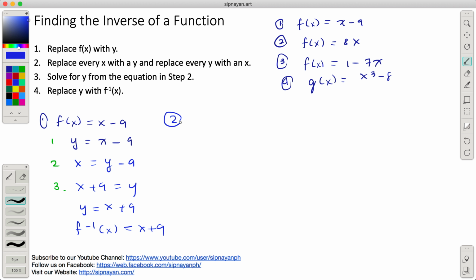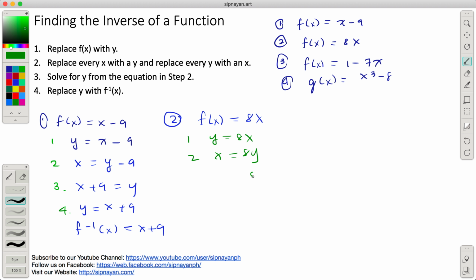Number 2, f of x equals 8x. Ganun pa rin. Number 1 is replace f of x with y. So, y equals 8x. Number 2, palitan natin yung x ng y at y ng x. So, magiging x equals 8y. And then we solve for y.